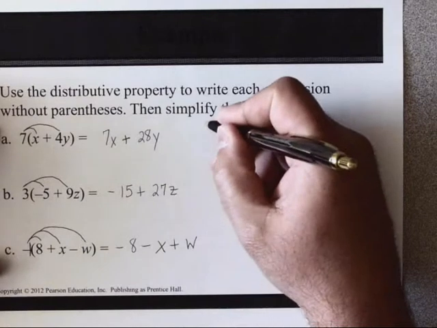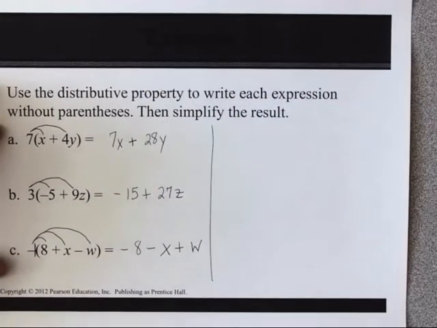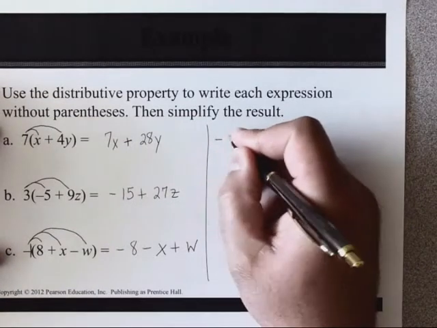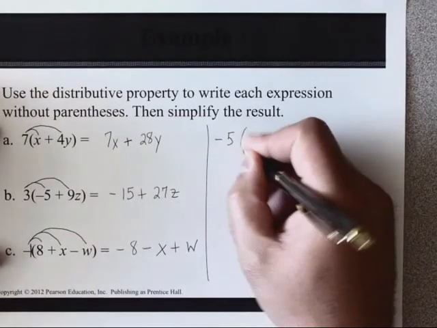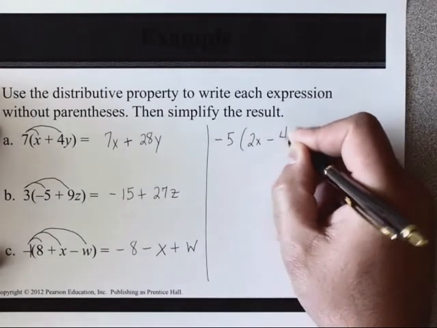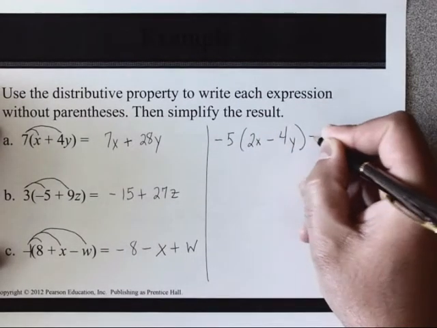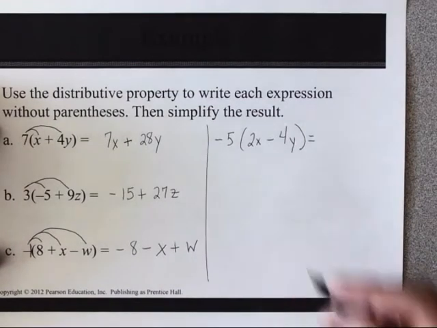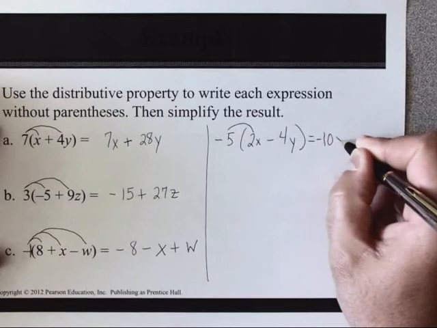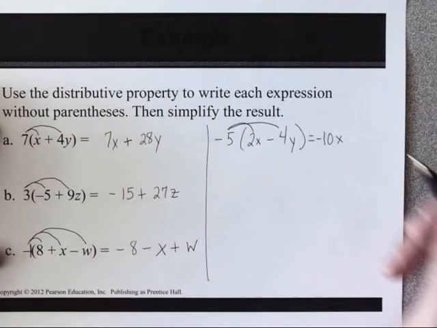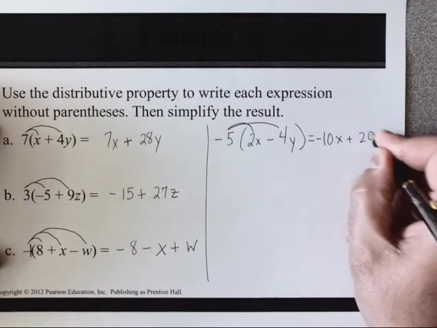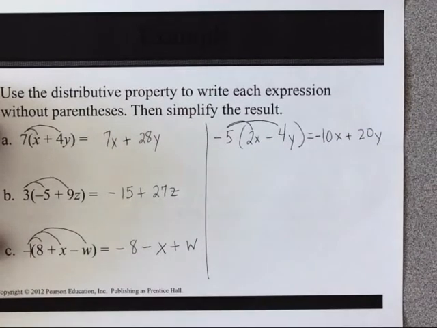Let's just do some more examples of this so that you guys can get a good group of examples here. So let's say we had -5 times 2x is -10x. -5 times -4y is a positive 20y. So we write down plus.